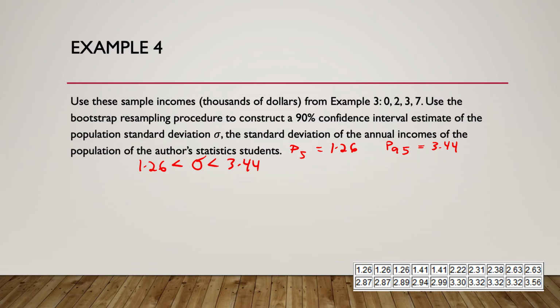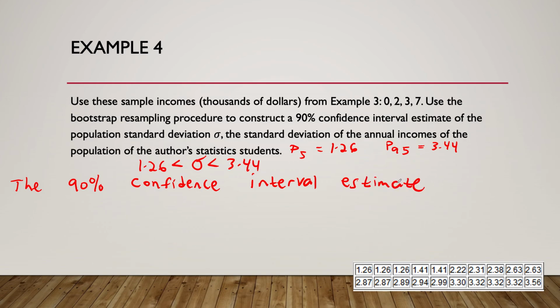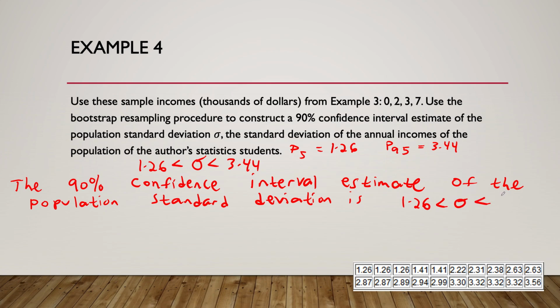So in terms of interpretation, this would be the 90% confidence interval estimate of the population standard deviation: 1.26 less than sigma less than 3.44, in thousands of dollars.